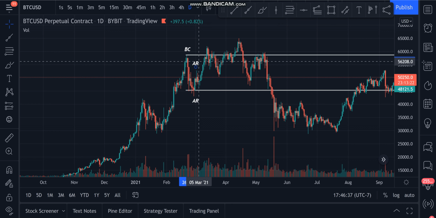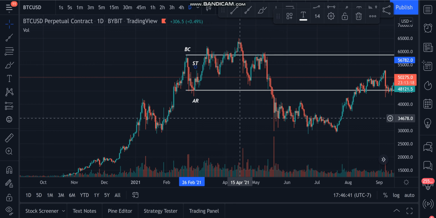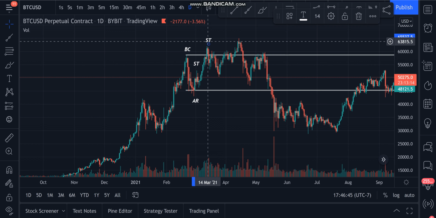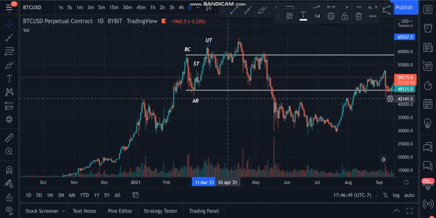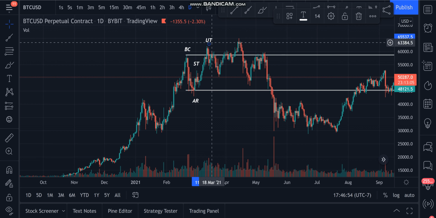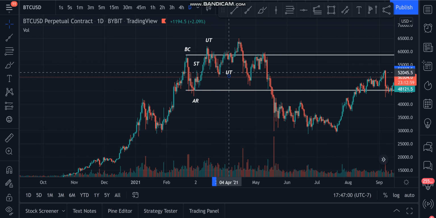Then we've got a little secondary test right here, a tiny one, where the price tries to reach the top point again. Then we have, what do we have here? We've got the up thrust, boom. Another thrust outside of the trading range, which are these two lines. Then we've got a little retracement. This retracement is very important right here.